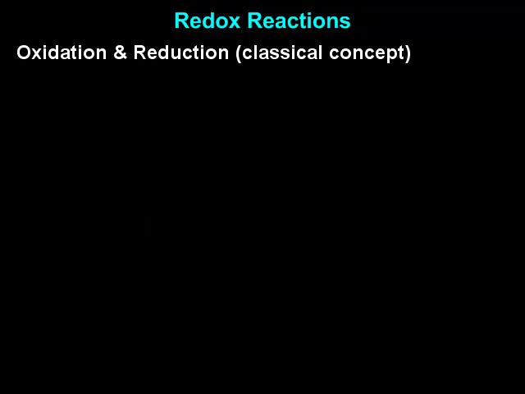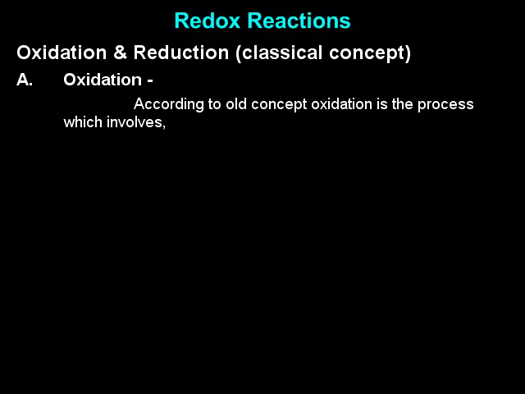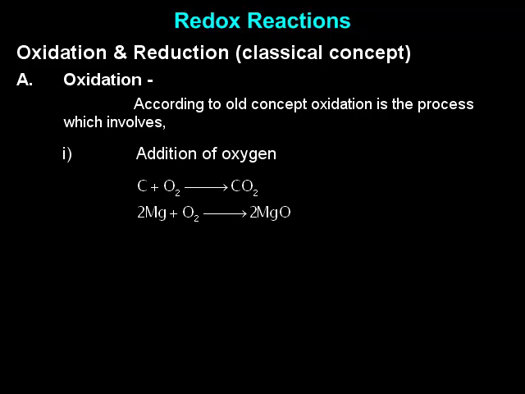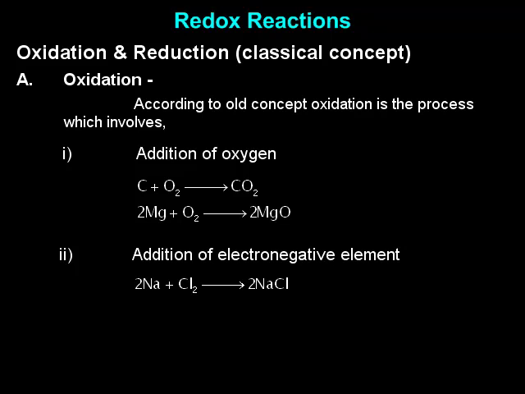Oxidation and reduction classical concept. Oxidation. According to the old concept, oxidation is a process which involves addition of oxygen. C plus O2 gives CO2. 2Mg plus O2 gives 2MgO. Addition of electronegative element. 2Na plus Cl2 gives 2NaCl.